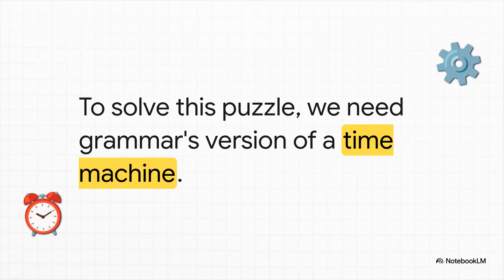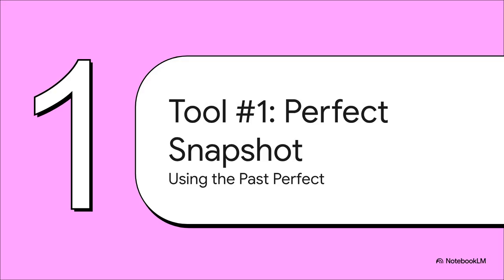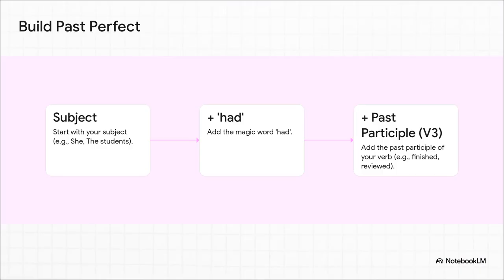To solve puzzles like this, we've got to go beyond the simple past. We need to unlock grammar's version of a time machine, a couple of special tools that let us pinpoint exactly when things happened in relation to each other, no confusion, no guessing. Okay, tool number one is what I call the perfect snapshot. This is the past perfect tense, and I want you to think of it just like that. A camera taking a perfect, clear snapshot of a single action that was completely finished before something else happened in the past.